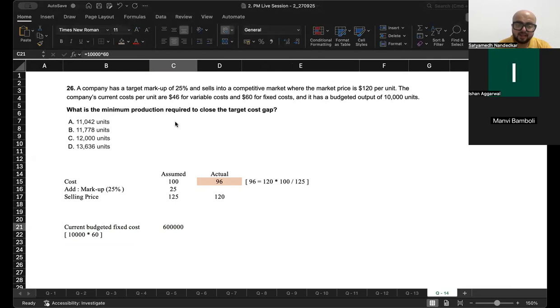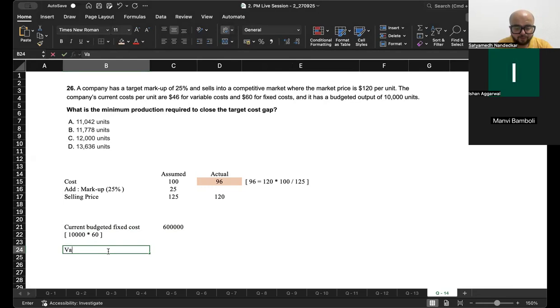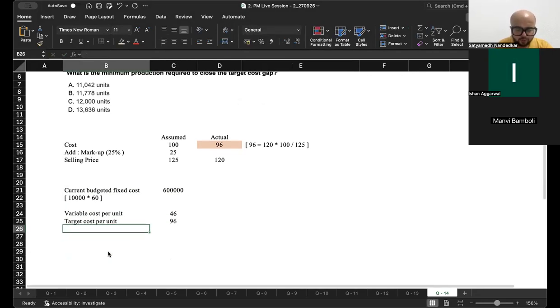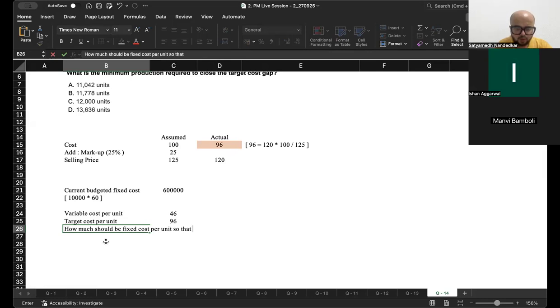6 lakh. 6 lakh is the total cost. Okay. Now right now my variable cost per unit is how much? 46. My target cost per unit is 96. Okay. So how much should be fixed cost per unit so that total target cost is 96? This is the question. Okay.